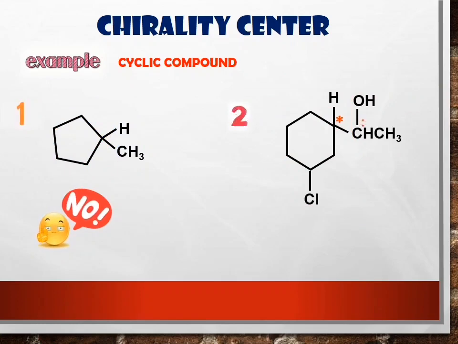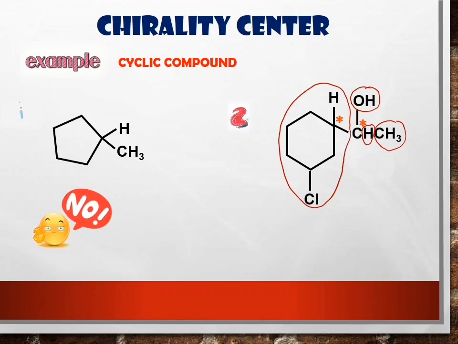Okay, next. Yes, we have this one. Why is this one a chiral carbon? This carbon is bonded to one OH group, one CH3 group, and don't forget, yes, it consists of one hydrogen atom. So we have 3 groups of atoms here. Another one? Yes, the biggest one here, class.